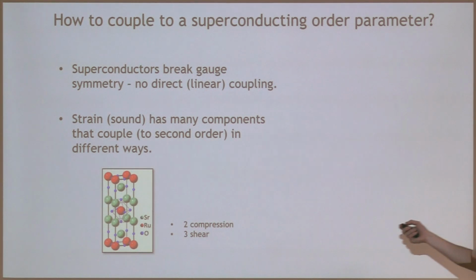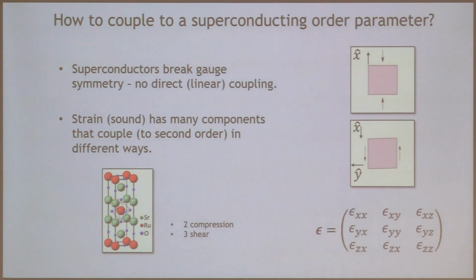Strain is a second rank tensor, which means there are a lot of different representations of strain in the crystal. In a tetragonal crystal, there are 2 scalar representations, compressions, and there are 3 shear representations, so 3 different ways you can shear a tetragonal crystal. That means there are a lot of different strain fields in the crystal that could couple into a symmetry breaking at a phase transition in a different way. And that's what we're going to use to look for P wave, or specifically 2-component superconductivity versus 1 component.